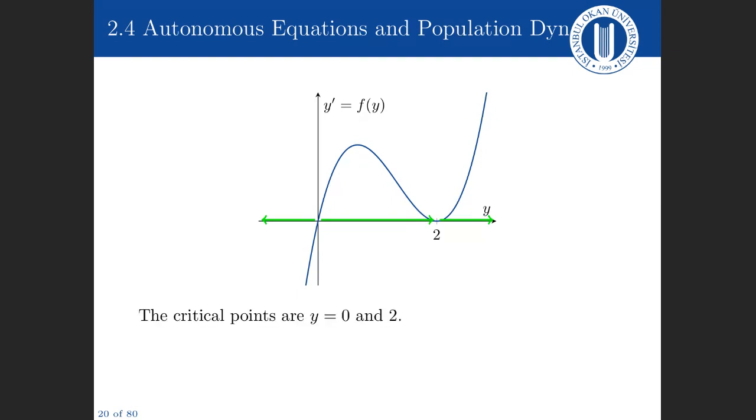We can see that we have two critical points, or two equilibrium solutions, 0 and 2. At 0, both arrows point away, so it is unstable. At 2, one of the arrows points towards 2 and one of the arrows points away, so it is semi-stable. So y equals 0 is unstable, and y equals 2 is semi-stable.